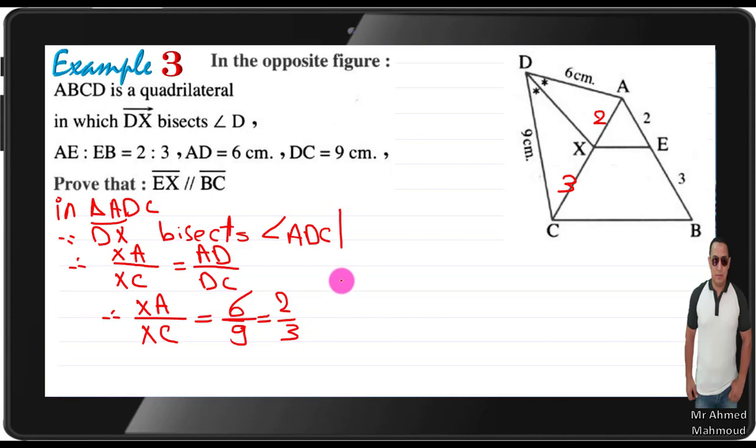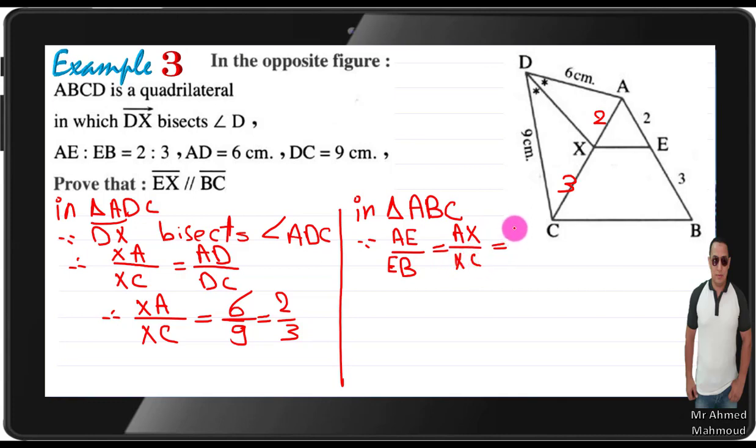Okay. Now in triangle ABC, since AE over EB equals AX over XC equals 2 over 3, therefore XE is parallel to BC.